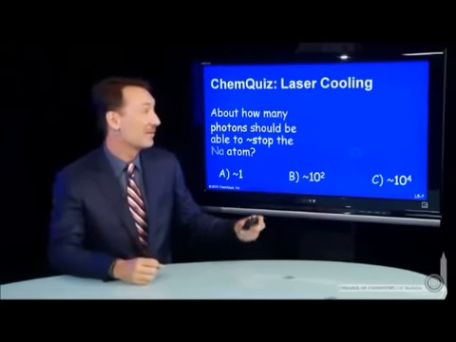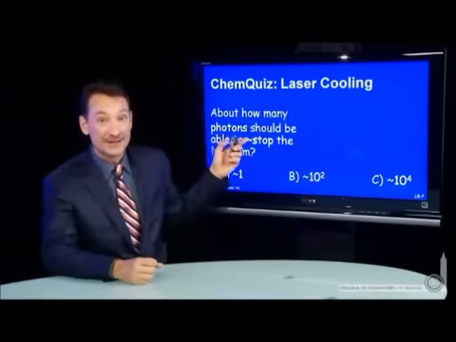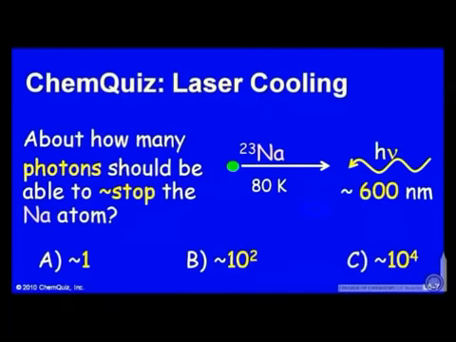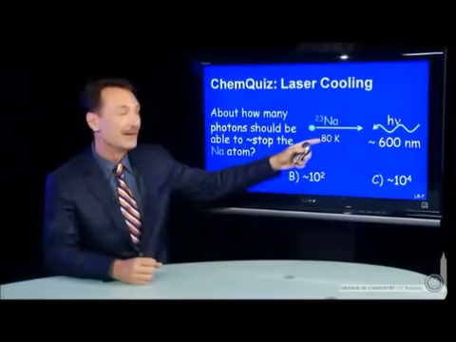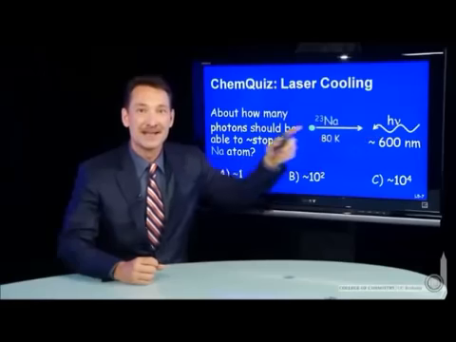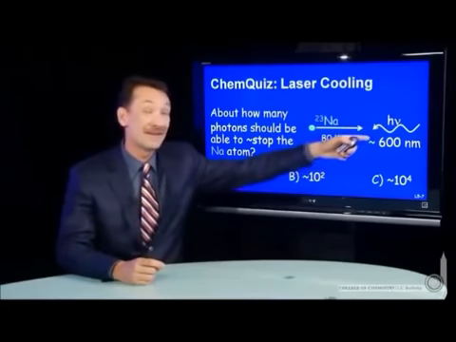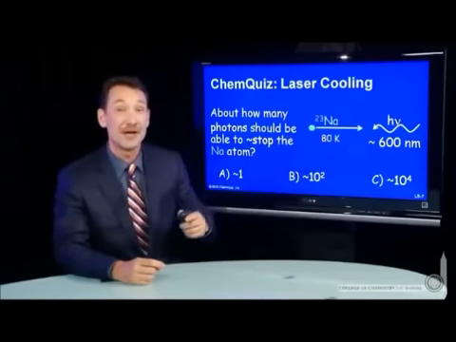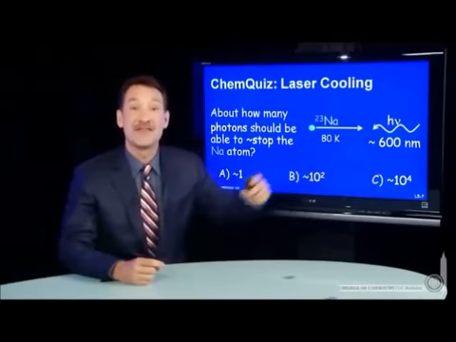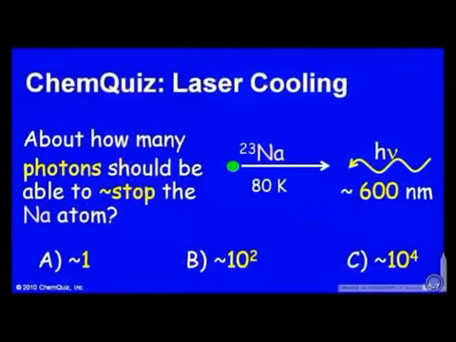Let's look at that in terms of a chem quiz. How many photons, they're going to behave like particles, should about stop that sodium atom at 80 Kelvin? The sodium atom impacted by the wavelength of light, behaving like a particle, behaving like a photon, about how many will stop that? About 1, about 100, about 10,000. Think about that and make your selection.